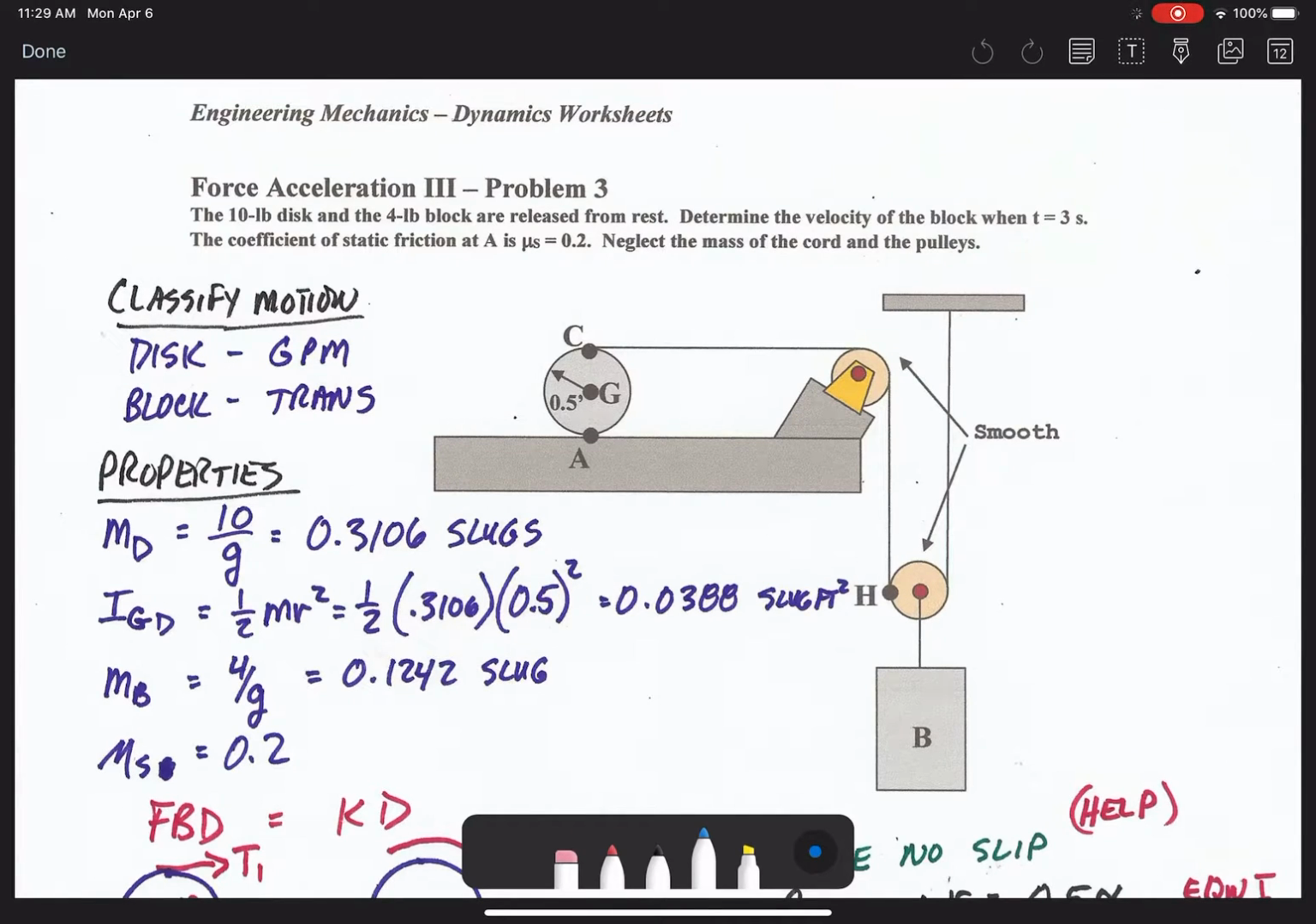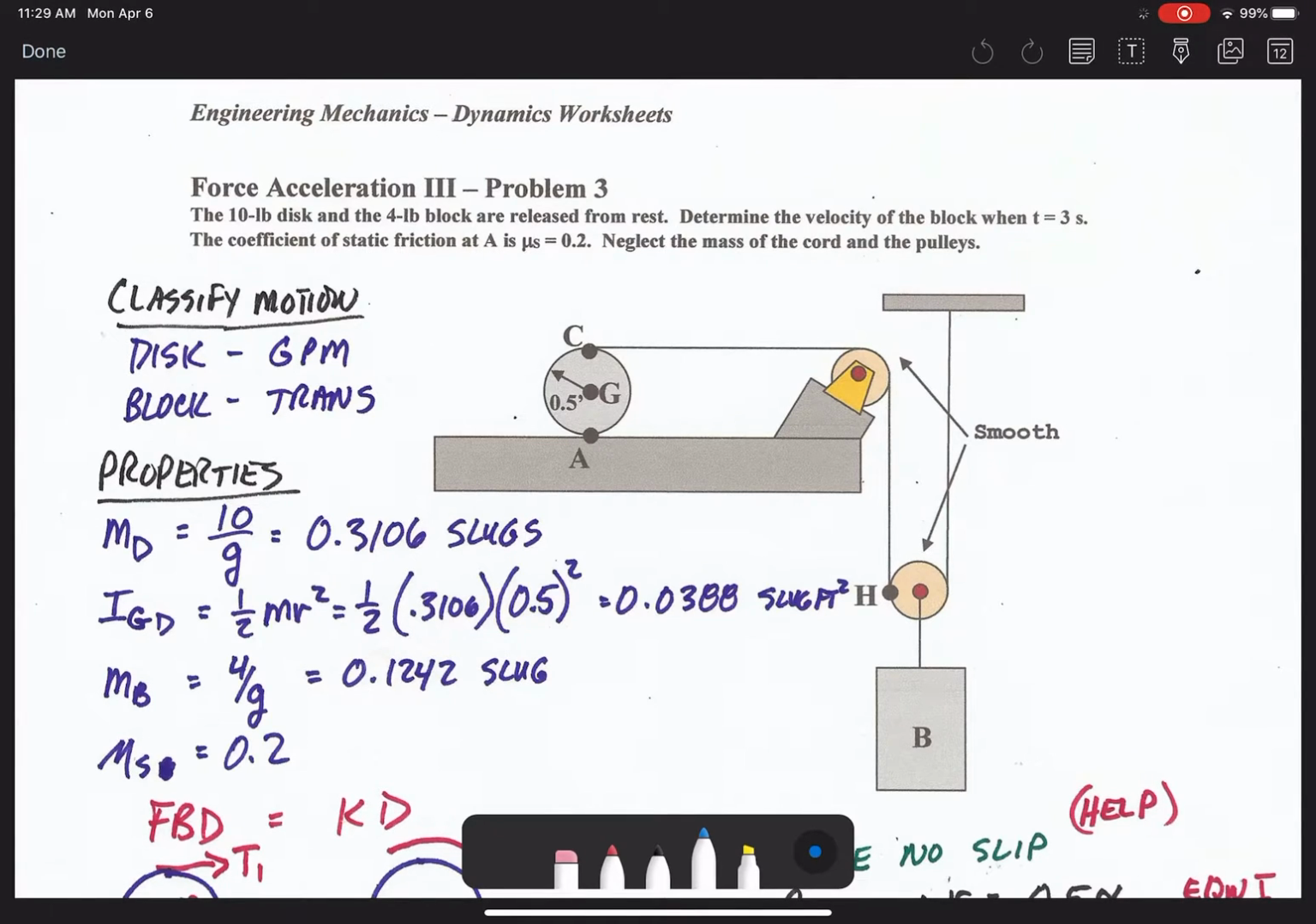You see problem 3, force acceleration 3, and I'm going to explain the solution for this problem. It's a quite very long solution, so let's get through this one.